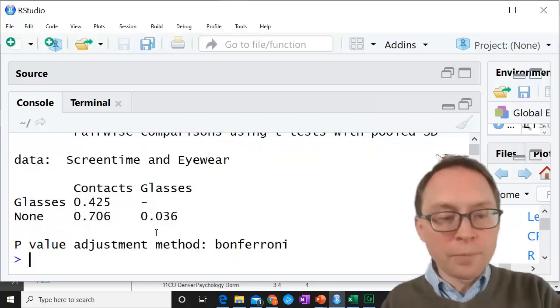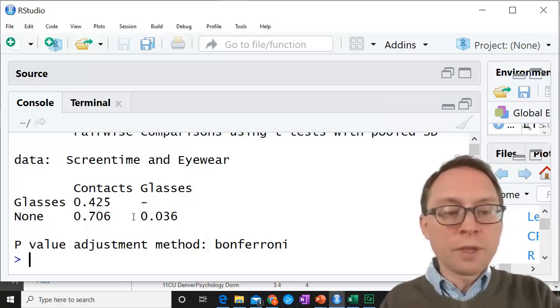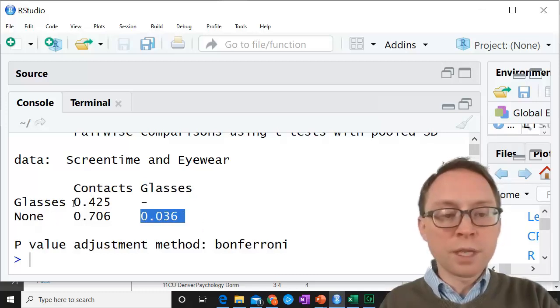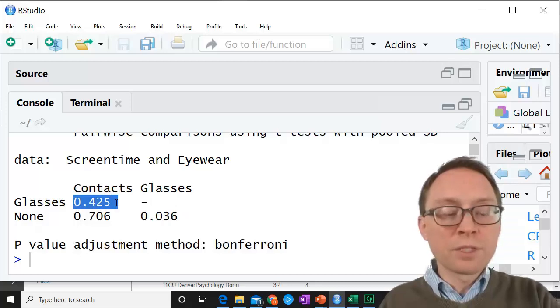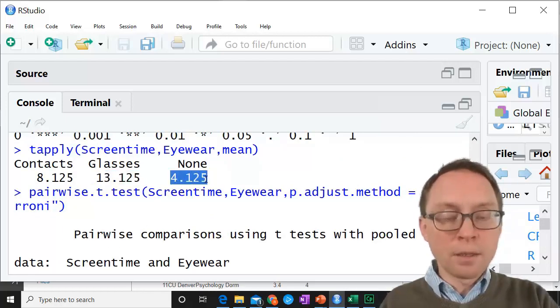And here's what I get. These are the p-values of the different groups. There's a significant difference between people who wear glasses and people who wear none. This is the p-value, 0.036. However, there's no significant difference between people who wear glasses and contacts, and there's no significant difference between none and contacts. So what that means is that there only is a difference between glasses and none.